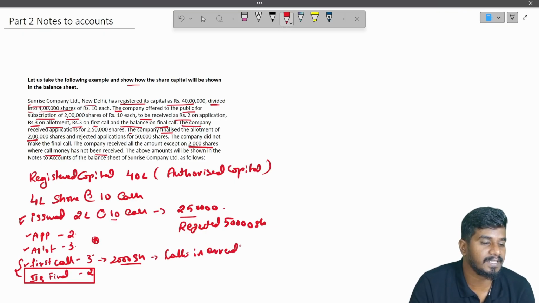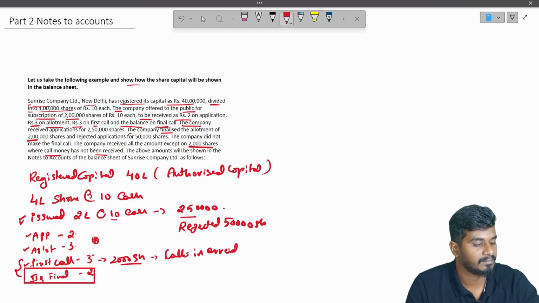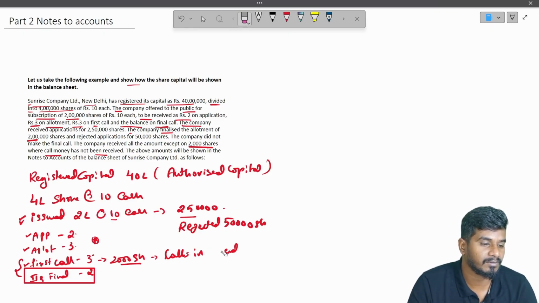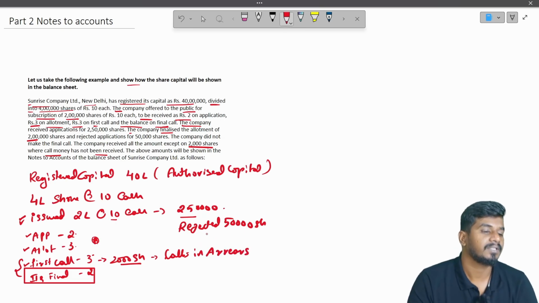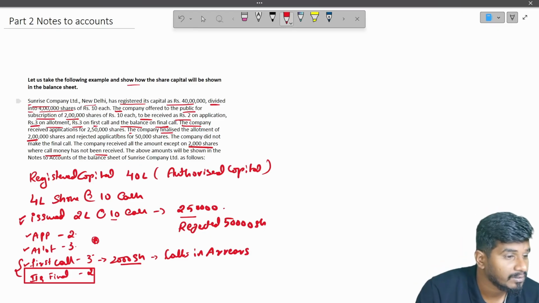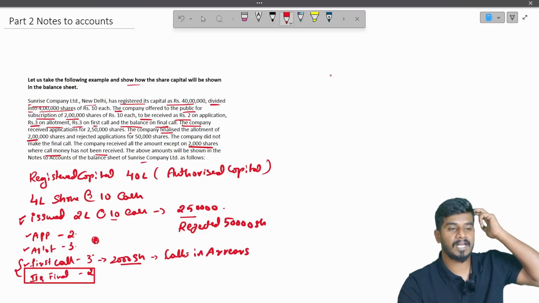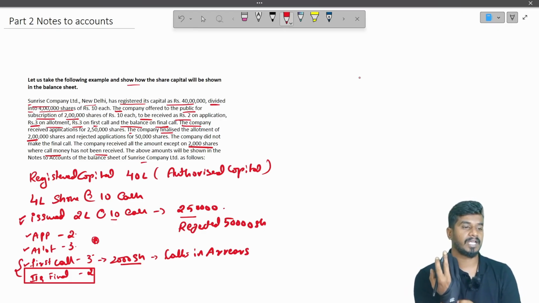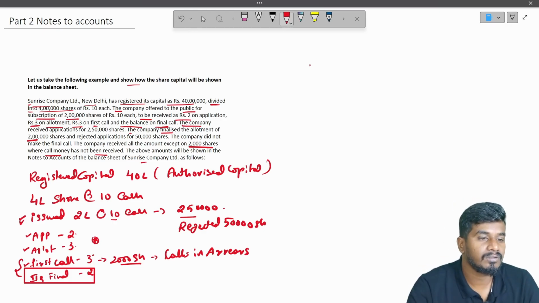If we didn't receive money for calls, it will be called calls in arrears. Right, did you understand? So the above amount will be shown in the notes to accounts of the balance sheet of Sunrise Company. So first we will understand notes to accounts, then we will see the balance sheet.